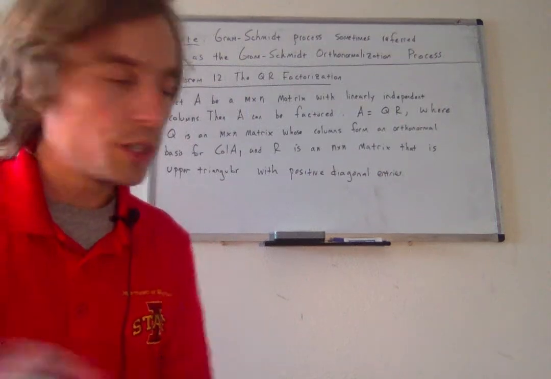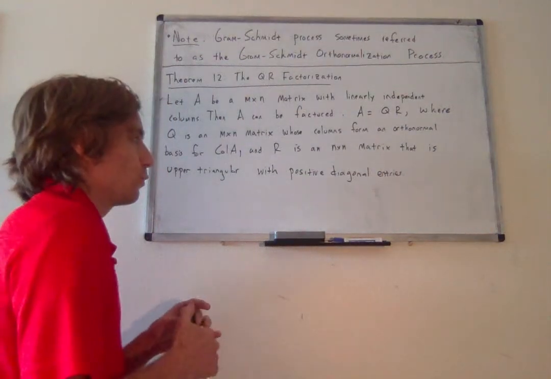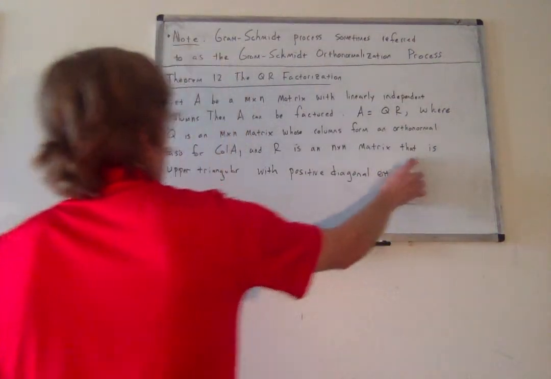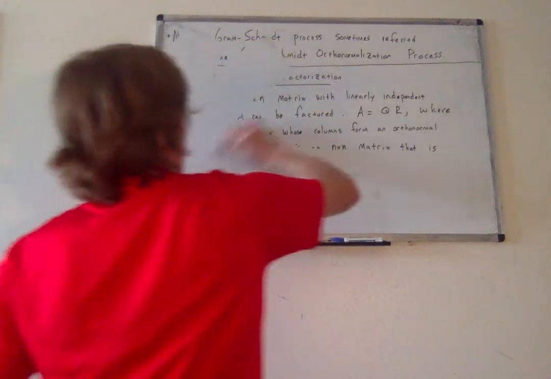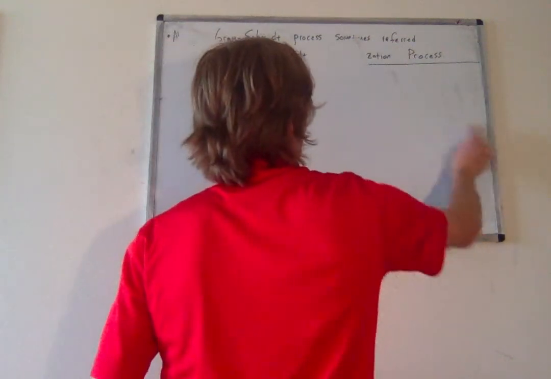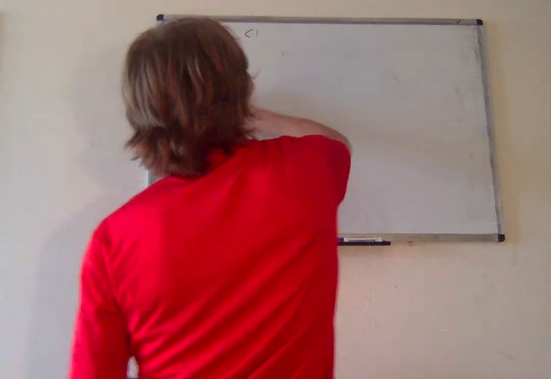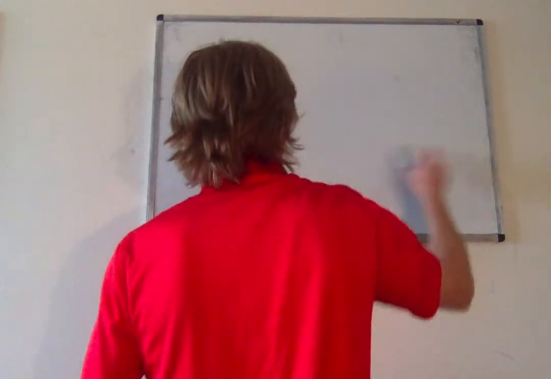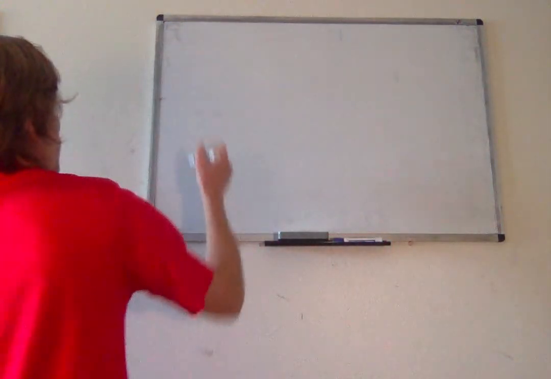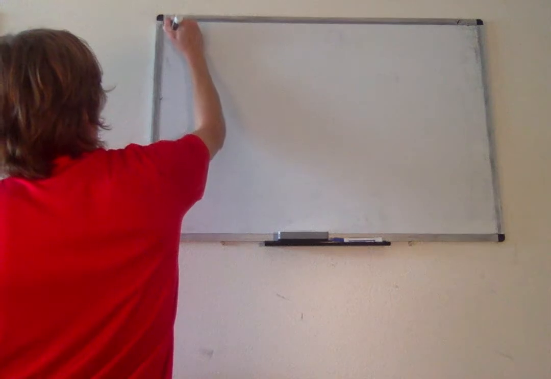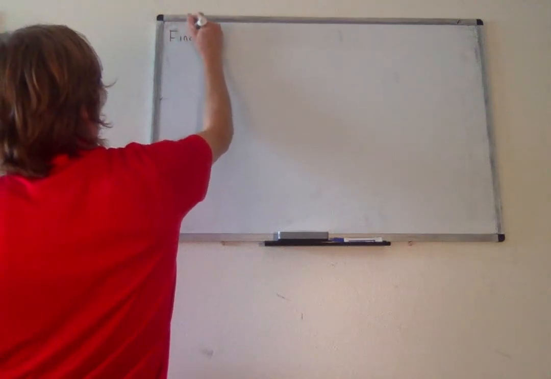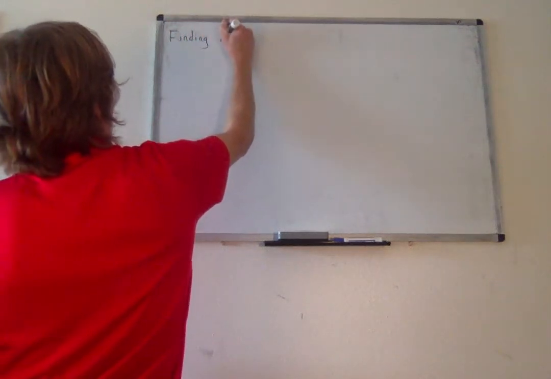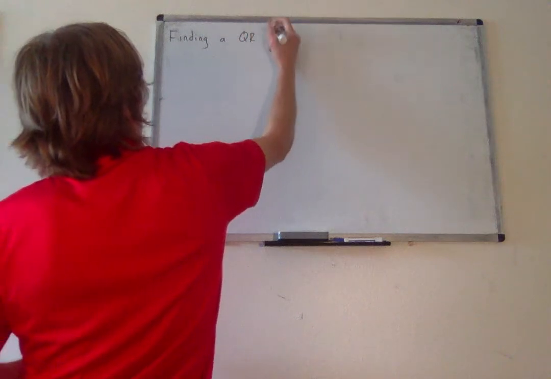So I'm not going to go through a completely formal proof of this here. Basically, I'm just going to go through the steps of how to find a QR factorization, and then we will end the video, and the section as well, by calculating one for an actual matrix. So this is the algorithm for finding a QR factorization.